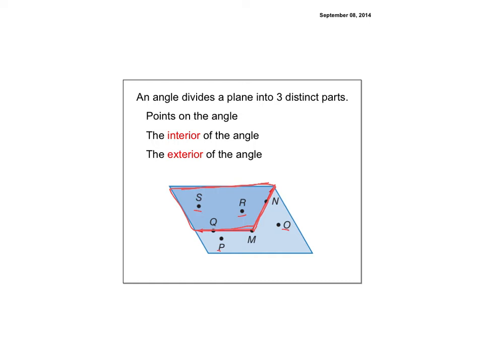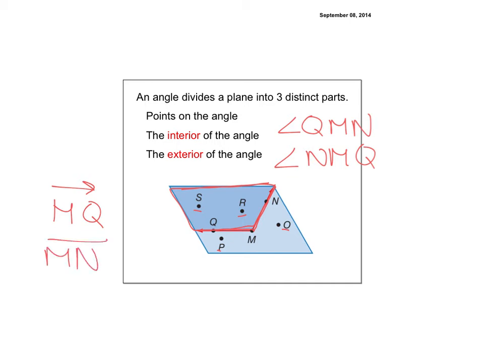Now I could name this angle QMN, or angle NMQ. So we just need to make sure M is in the middle because that's our vertex. So this is made up of two rays, and I'm just going to show you again how we'd write that. So M and Q make one ray, and M and N make another ray. And again, the rays are the sides.